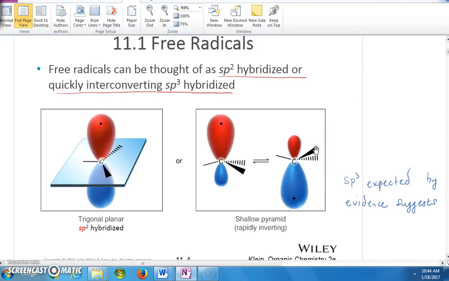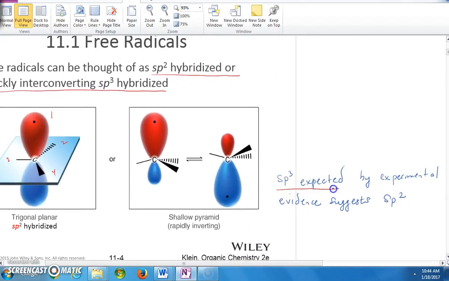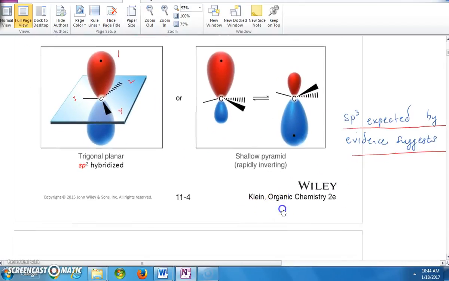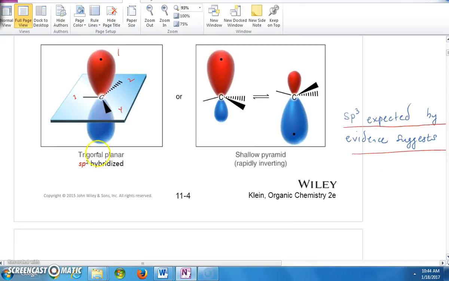Now, free radicals are thought to actually be sp2 hybridized or quickly interconverting to sp3 hybridized atoms. But we expect, because it has 4 electronic regions, it has 1, 2, 3, and 4 electronic regions. Even though we expect the atom to be sp3 hybridized, experimental evidence suggests that it's sp2 hybridized. So the actual geometry will be trigonal planar.